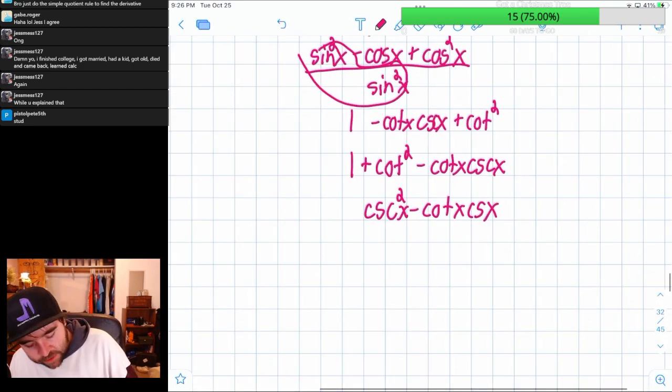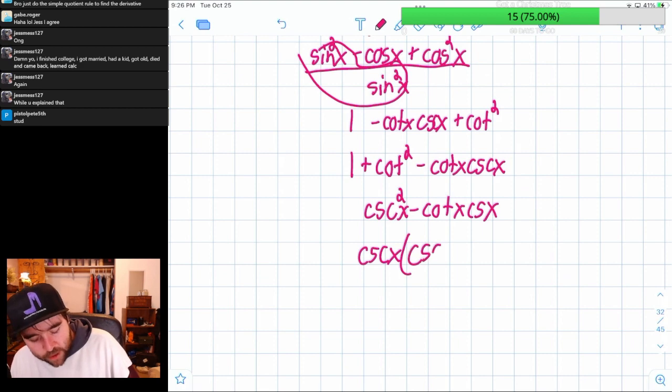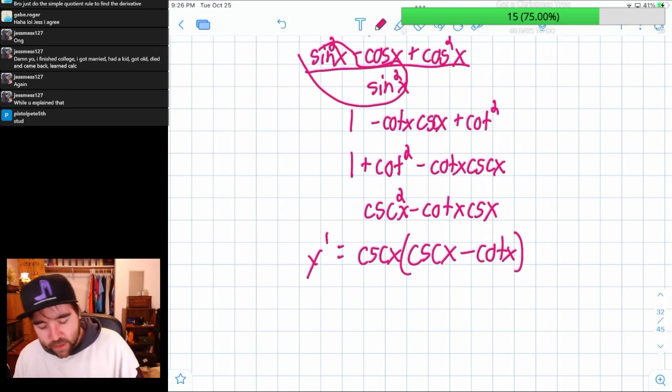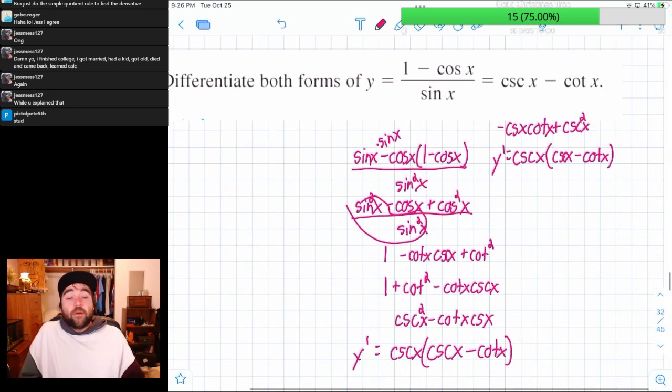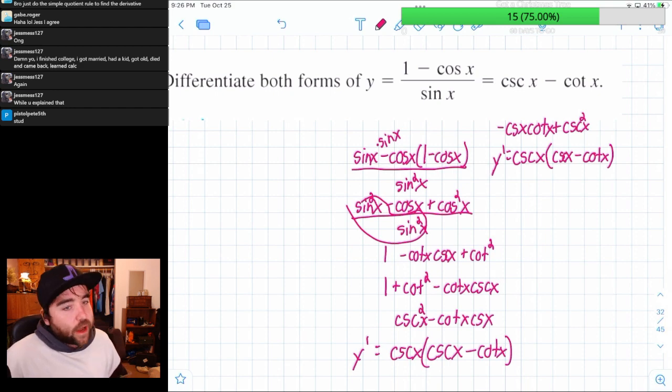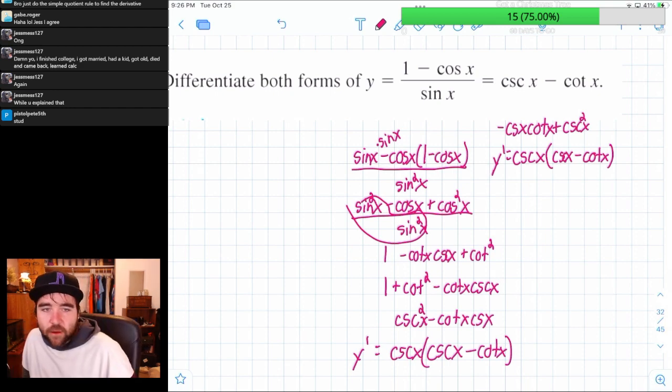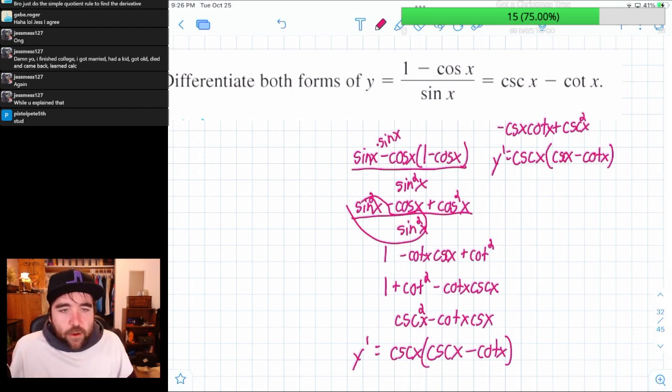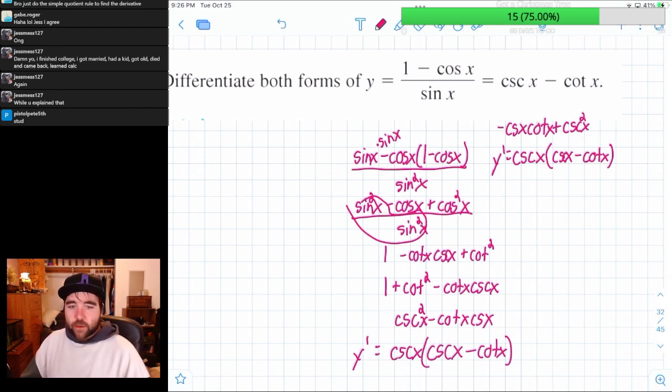Because now you see, to get our last step, if we factored out that cosecant of x, we would have cosecant of x minus cotangent of x. So that is beautiful. That is the beauty of math, the beauty of calculus, or just math in general, that those two functions look totally different and you take their derivatives totally differently, but since the functions are equal, that means their derivatives have to be equal. And we can see that they are.